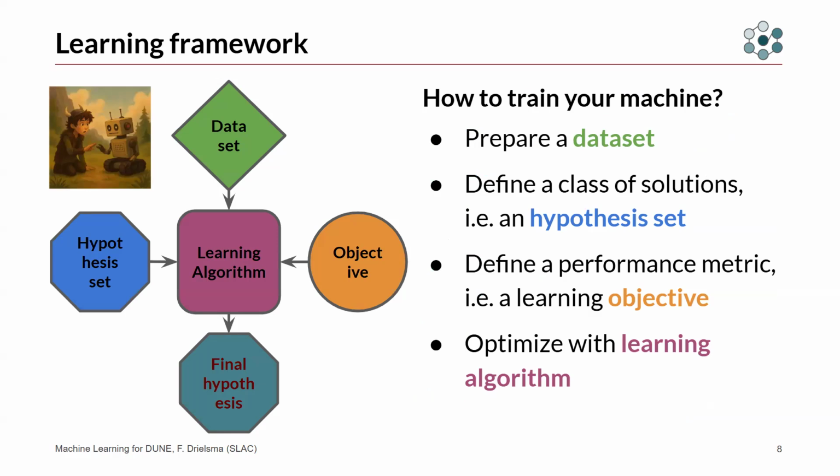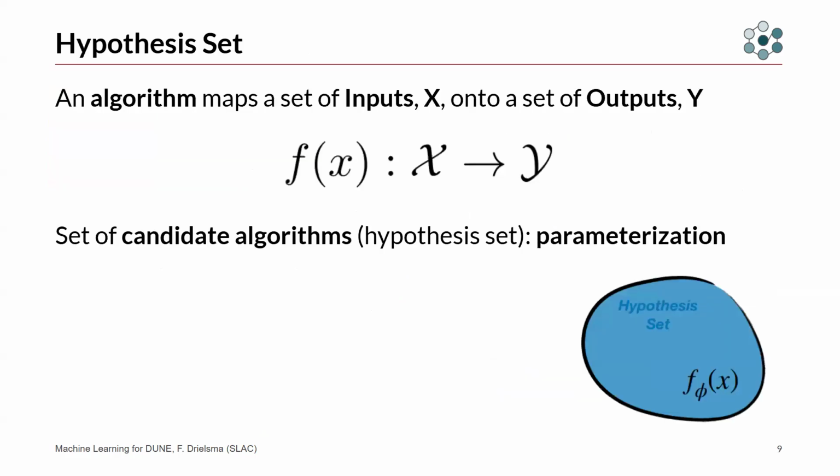And then you have an objective. The objective is what you're trying to get to. So that's what you want your algorithm to perform. And given all of these things, you feed that into a learning algorithm, which is going to use that target, this objective, to optimize and select a specific algorithm from your hypothesis set. That's what it's doing. And so we're going to go through the different phases that I just discussed.